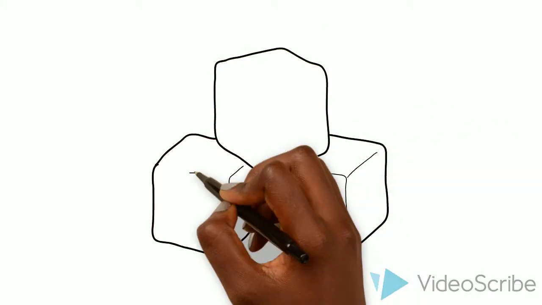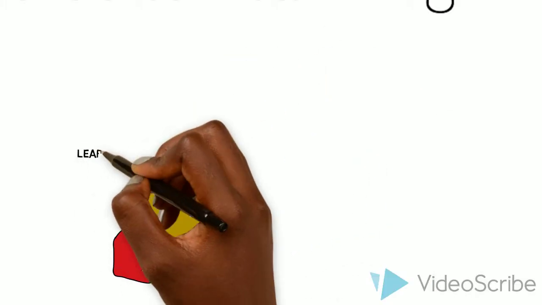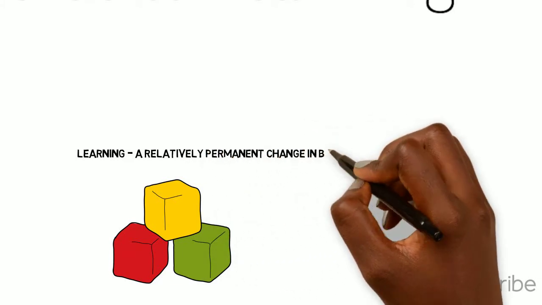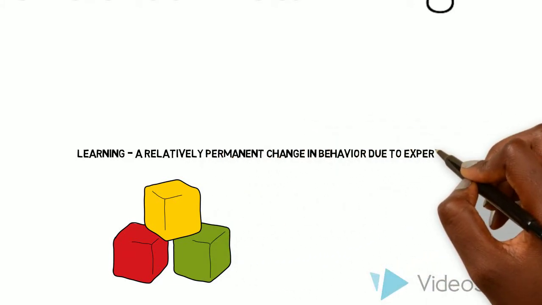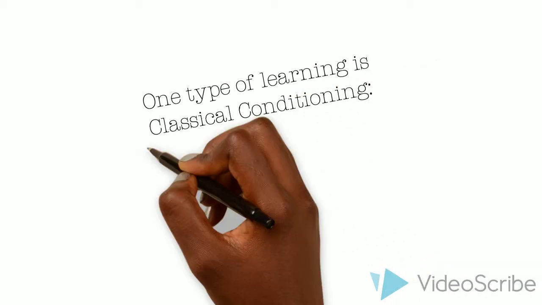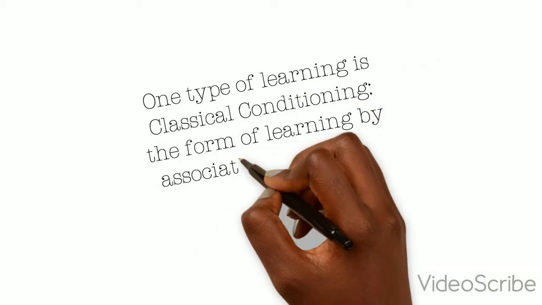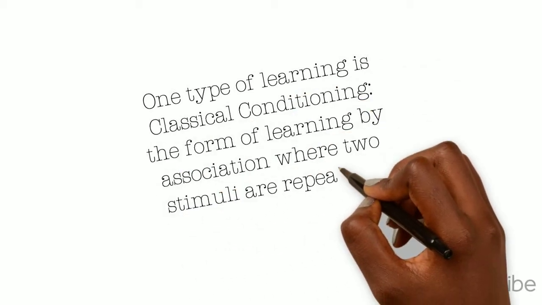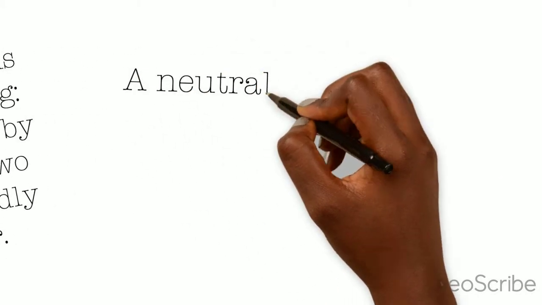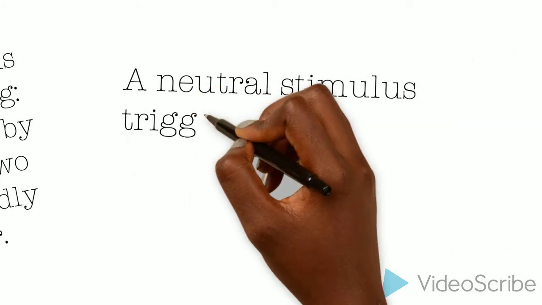What do psychologists define learning as? Learning, a relatively permanent change in behavior due to experience. One type of learning is classical conditioning, the form of learning by association where two stimuli are repeatedly paired together. A neutral stimulus triggers what used to be triggered by a natural trigger.